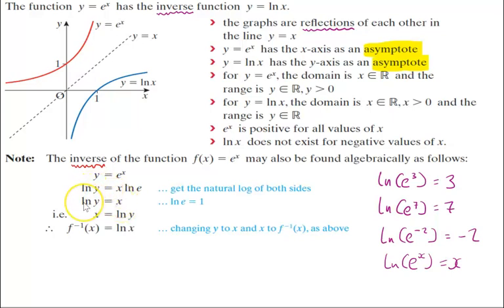But don't forget that we applied the natural log to both sides, because what you do to the left, you do to the right. So it's very important that we still have the natural log on the left hand side, so natural log y. So then we just rearrange them to have the x on the left, and then we apply our inverse. So f to the power of minus 1 is the inverse function of x, and we just swap the y for x. So the inverse function of x is ln x, or the natural log of x. So changing y to x and x to f inverse x as above. So this is just showing that this statement at the top is true.